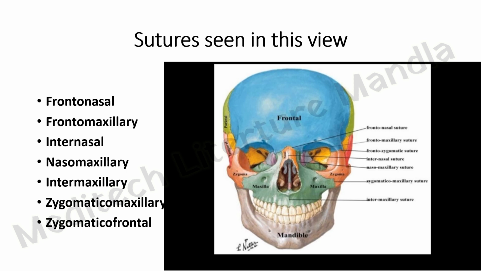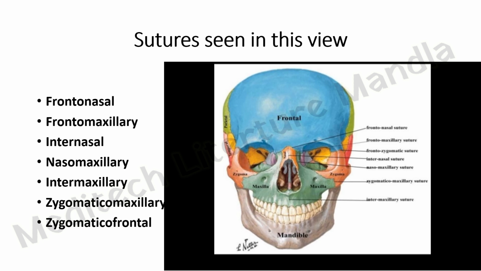Now these bones articulate with each other at sutures. So there are various sutures that can be seen in this view. The different sutures that we can see in Norma Frontalis are: the first one is the frontonasal suture. As the name suggests, it is between the frontal bone and the nasal bone. As you can see, the first labeling in the picture is the frontonasal suture between the frontal bone and the nasal bone.